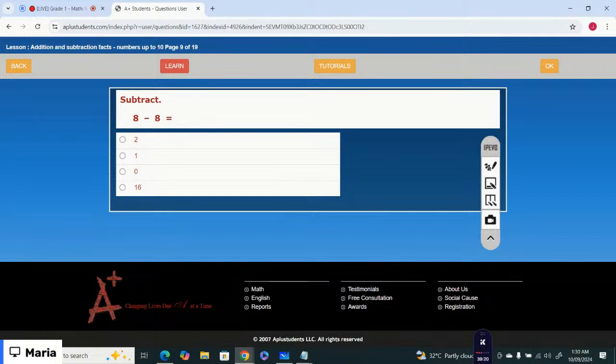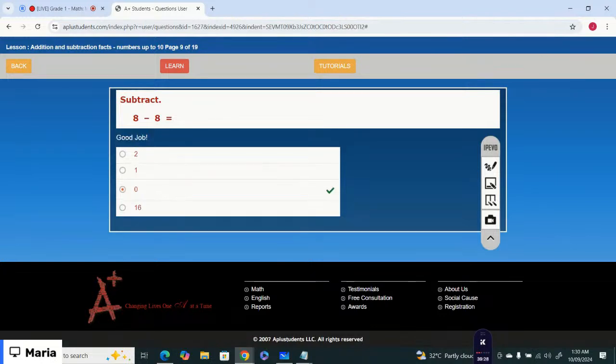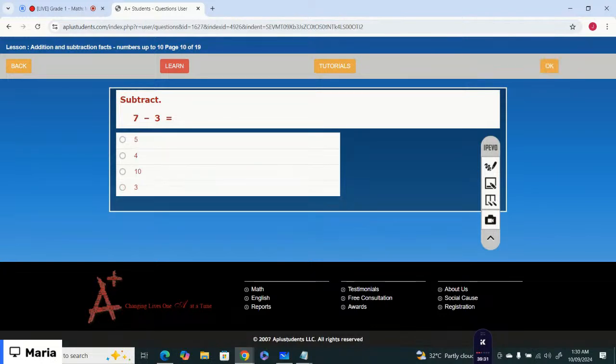It is, right? 8 take away... Subtracting a number from itself always makes a 0. So 8 take away 8 is 0. The next one is 7 take away 3. So which is the correct option?